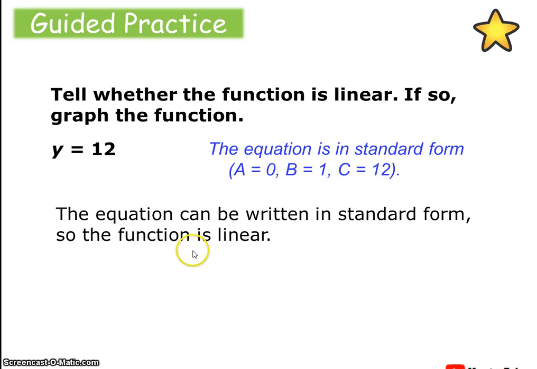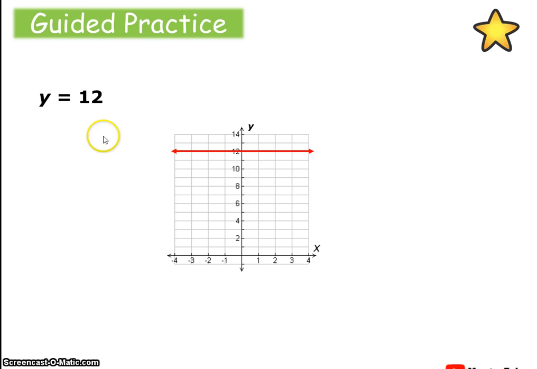What would it look like? Well, if we were to graph it, y equals 12, that means all the points that have a y value of 12. So it'll be a horizontal line going through the y-axis at 12.